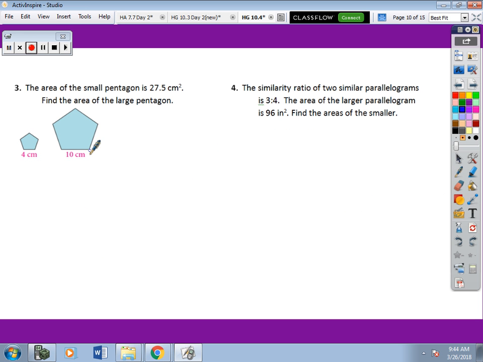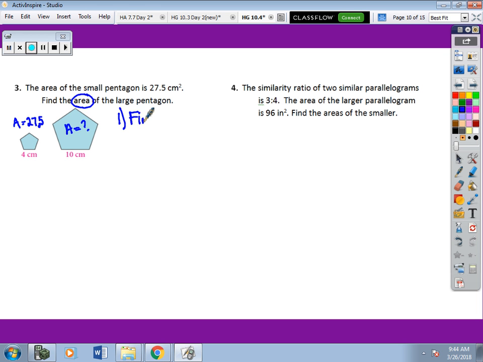Notice they've given us two similar pentagons. The area of the smaller pentagon is 27.5 square centimeters. Find the area of the larger pentagon. Now normally we would just write a proportion. 4 over 10 equals 27.5 over A. But the problem with that is we have area, which are square units.